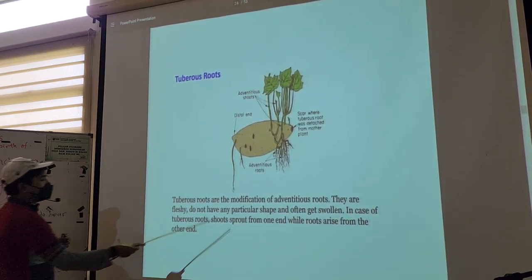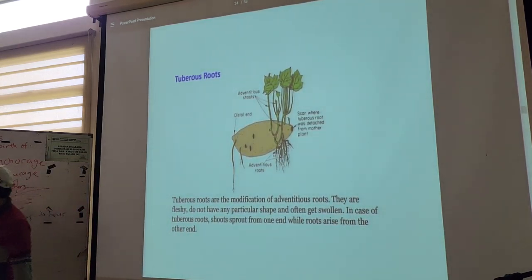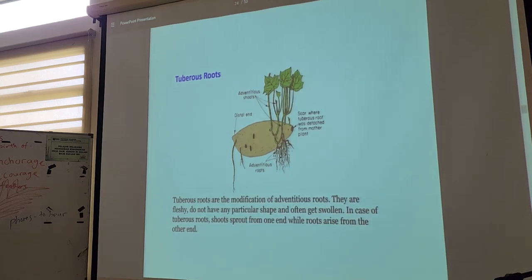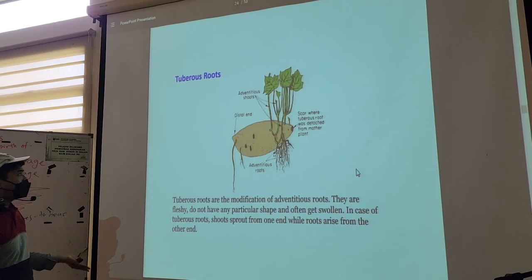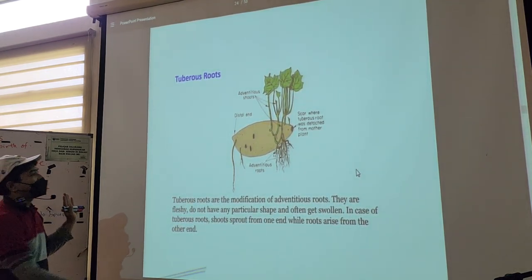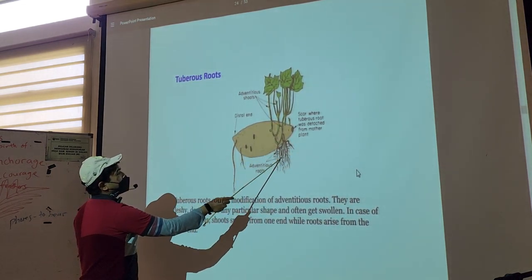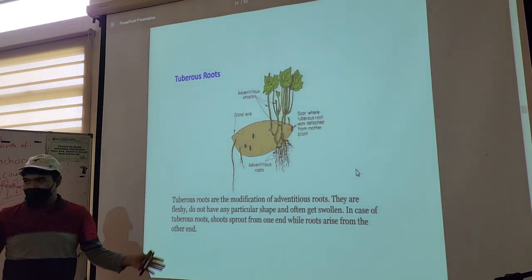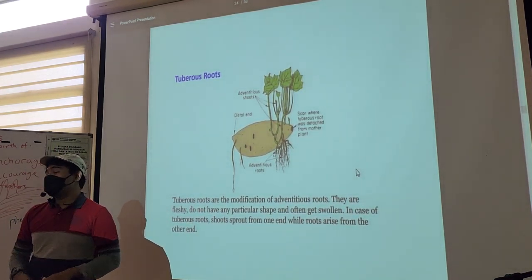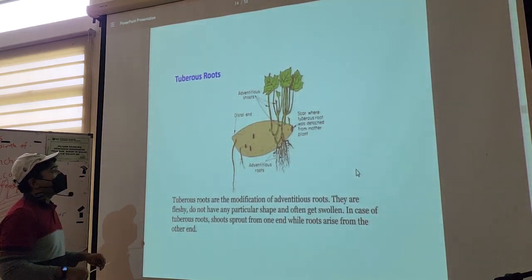Modification of adventitious root. They are fleshy, do not have any particular shape. See? No particular shape. They're just kind of in between other shapes. But in essence, they swell. And these adventitious roots can swell up when the time comes, because for example the plant needs to be ready for the long winter, so they just keep on storing the food, right?